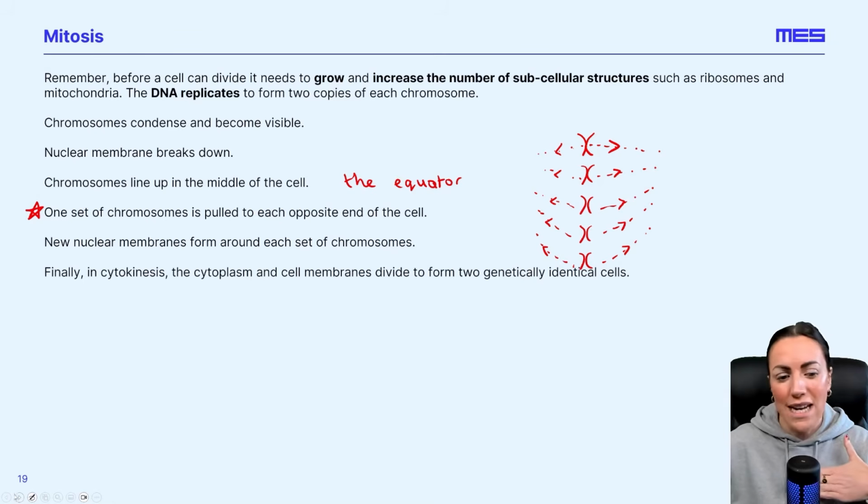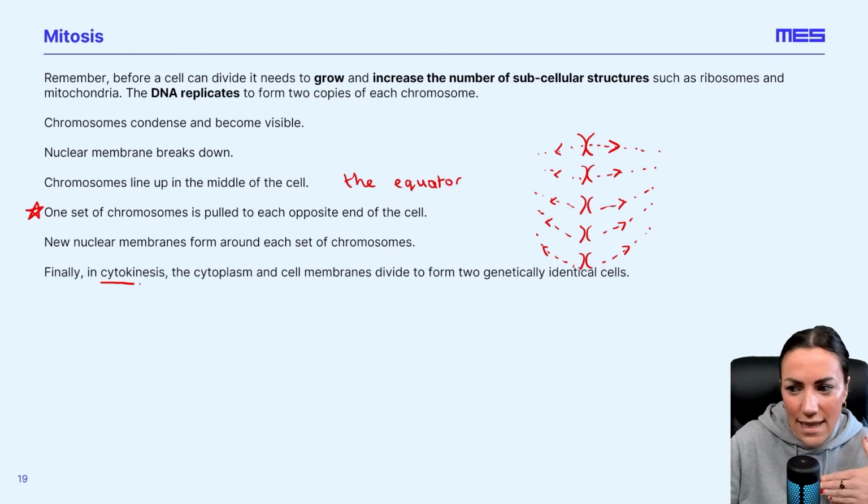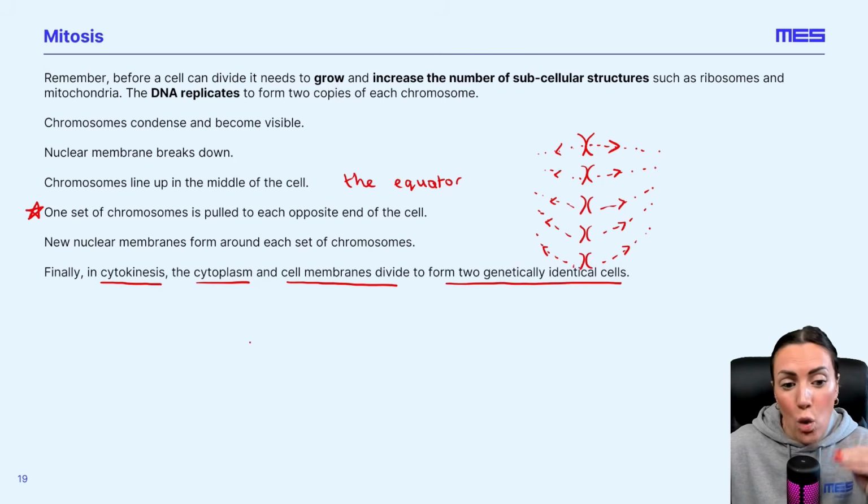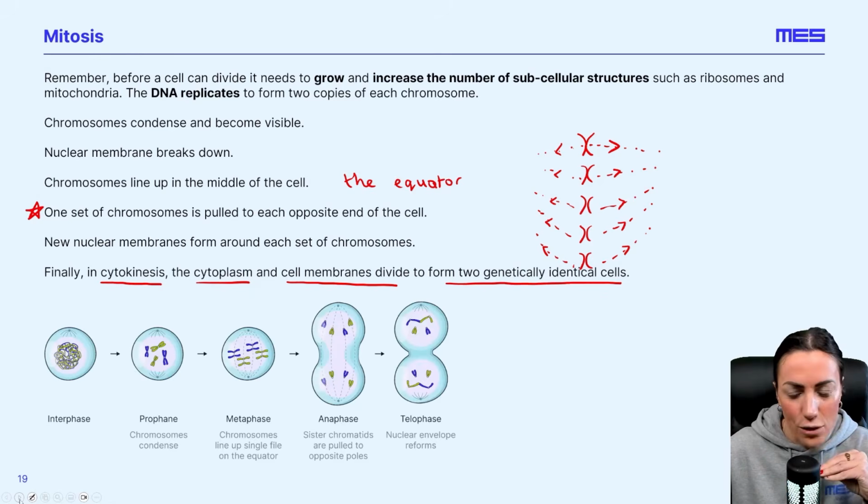And then we go to stage 3, which you can call cytokinesis. This comes after mitosis. The cytoplasm will divide, the cell membranes will divide, and you will now have 2 genetically identical cells, each with their own full set of chromosomes. Because don't forget, before this took place, all the chromosomes were replicated so that each daughter cell will have a full set of chromosomes, and they will be genetically identical.